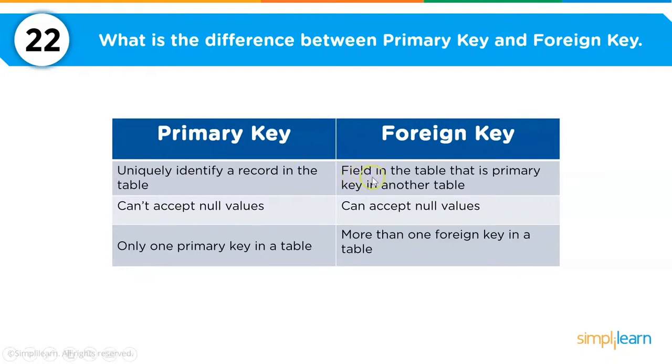Now foreign key is the field in the table that is primary key to another table. So suppose you have another table called courses to which the students have enrolled. Now if you have a roll number or a registration number column in the course table, that becomes the foreign key. Now the other difference is primary key cannot accept null values, while foreign key can accept null values. You can have only one primary key in a table, but you can have more than one foreign key in a table.